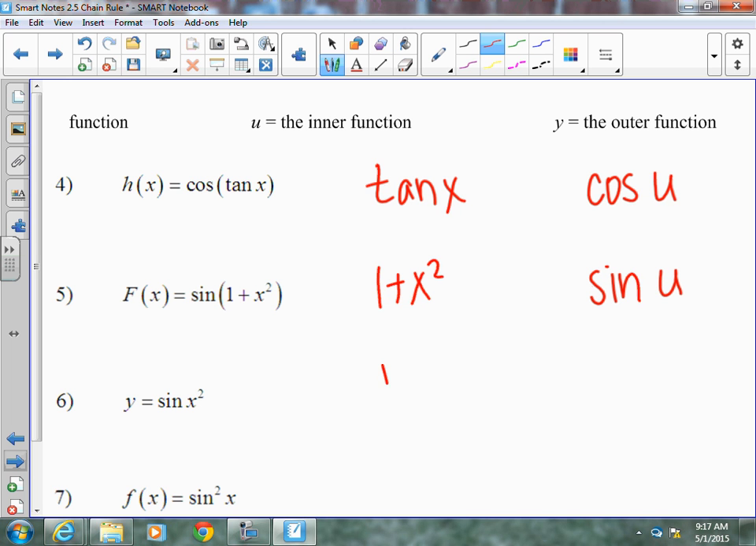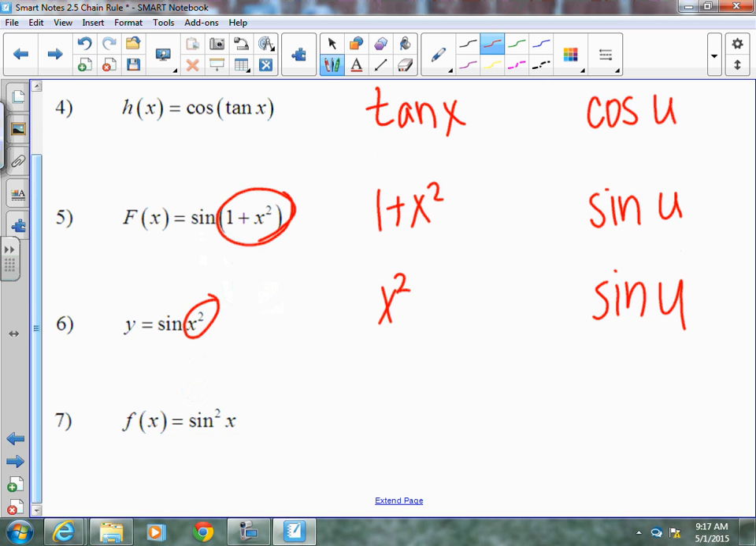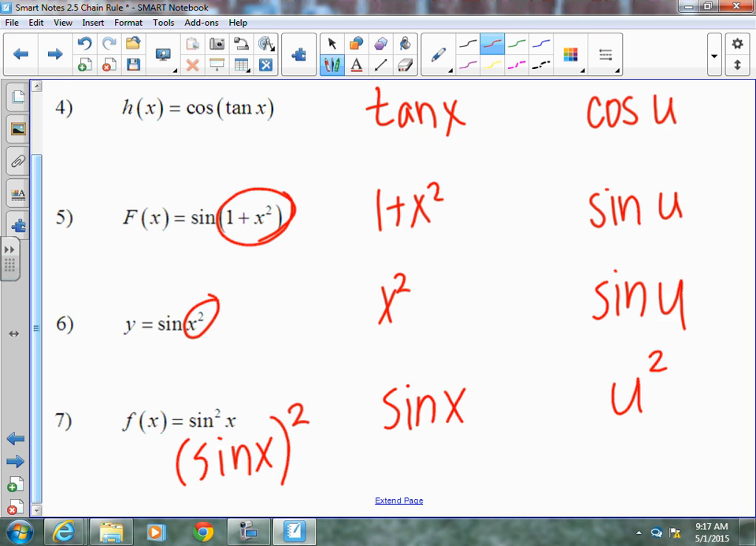6, x squared, and sine of u. These are very similar, they just have different things plugged into their sine. So 5 and 6 are very similar. 7 you need to think about a little bit. This is actually the same as sine of x, squared. So our inner is sine of x, and our outer is u squared.